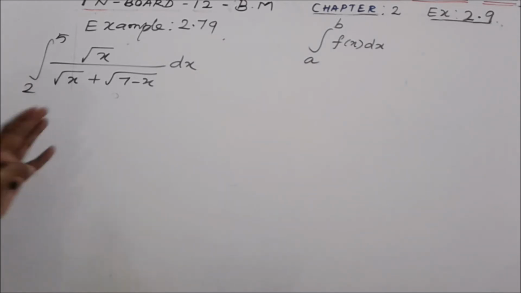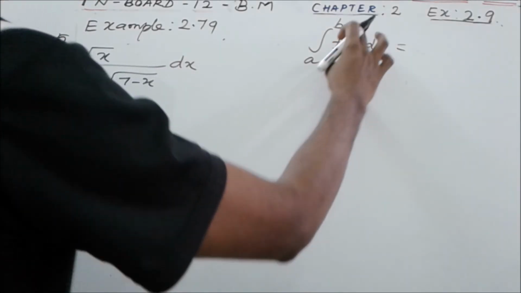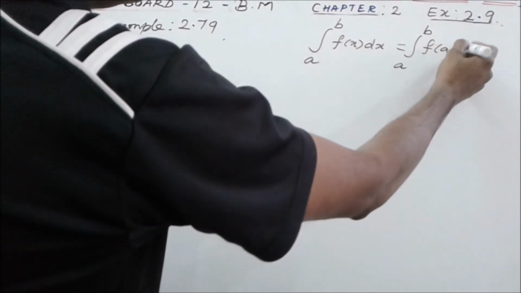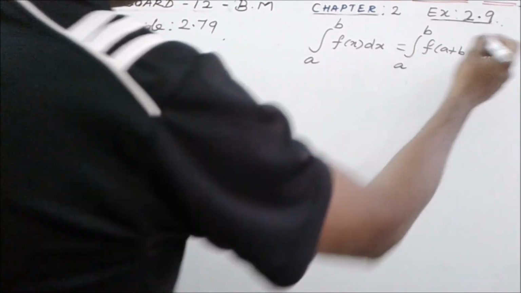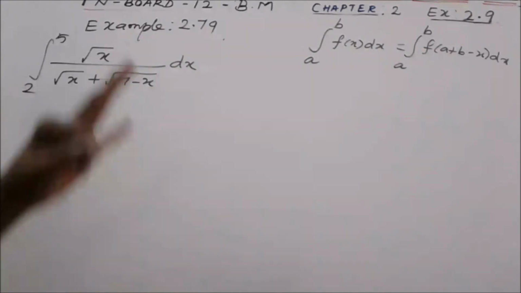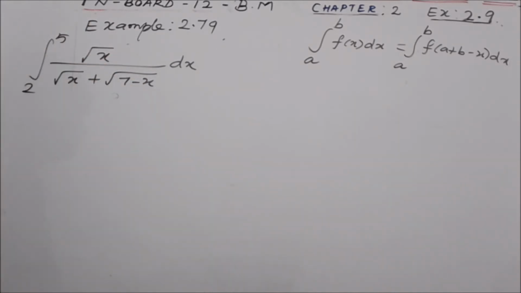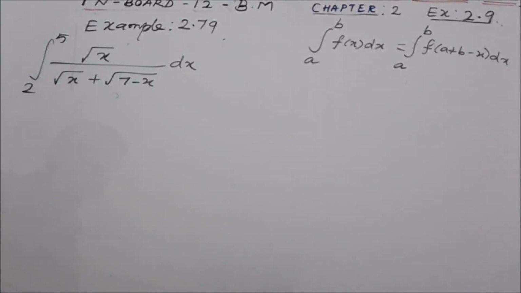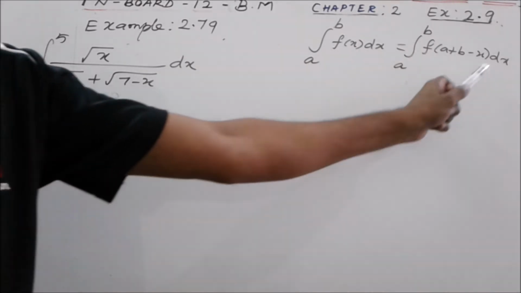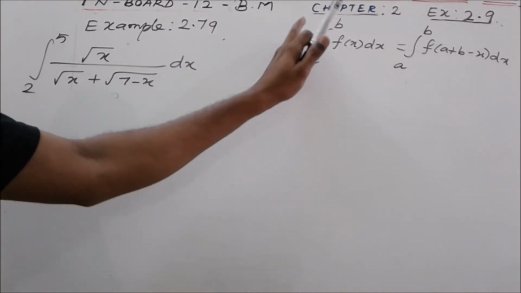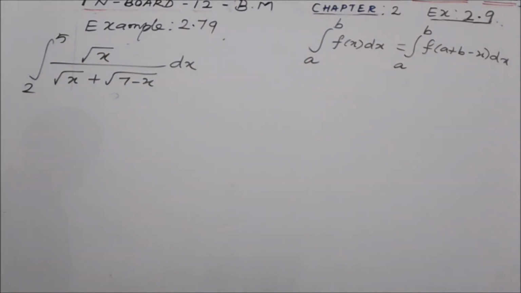Now we are applying the third formula. The integral from a to b of f of x dx is equal to the integral from a to b of f of a plus b minus x dx. This is the third case. Only these three types of formulas are applied in this exercise. Already I have told you. So now we are moving with the third formula, the integral from a to b of f of x dx equal to the integral from a to b of f of a plus b minus x dx. Both in the exercise and examples we are using only these three properties to solve the problems.